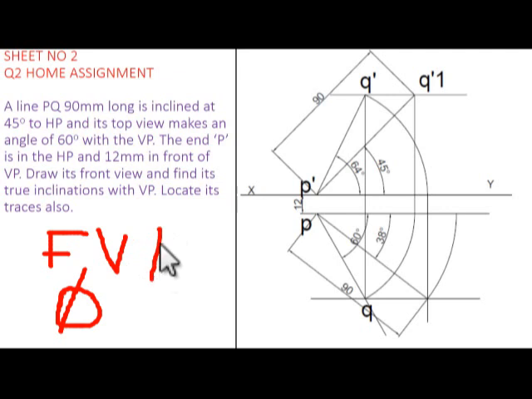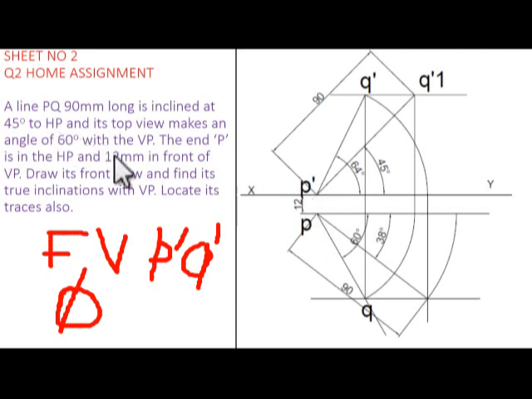Front view means P prime and Q prime we have to find. First draw the XY line. Very simple. Locate any point on the XY line. P prime will be on the XY line because it is in the horizontal plane. From P prime take an offset at 12 mm distance and locate on the same line P, that is the plan of this point P. So we have this P and P prime.